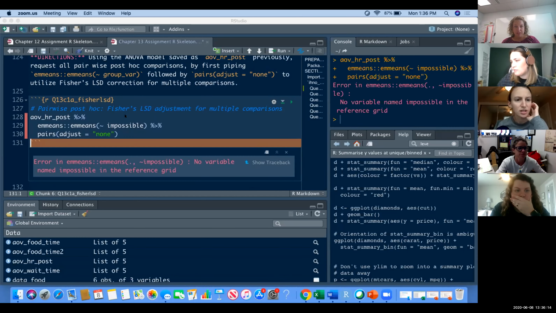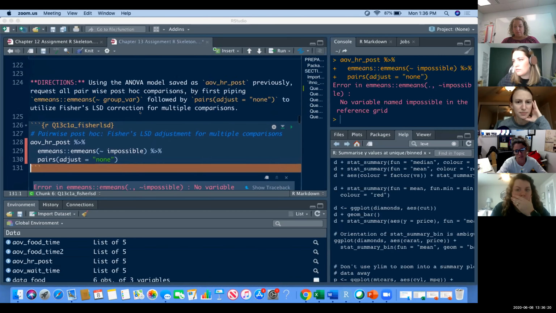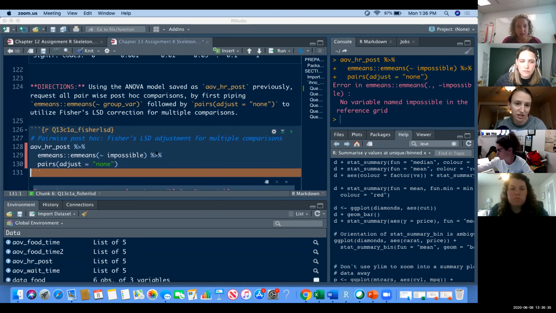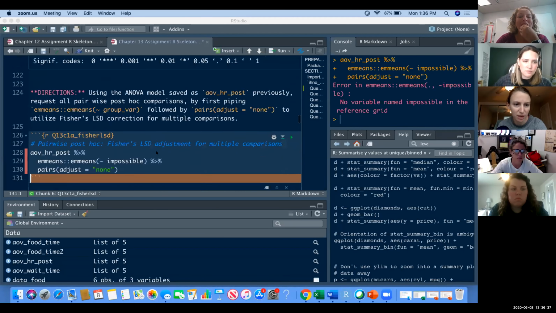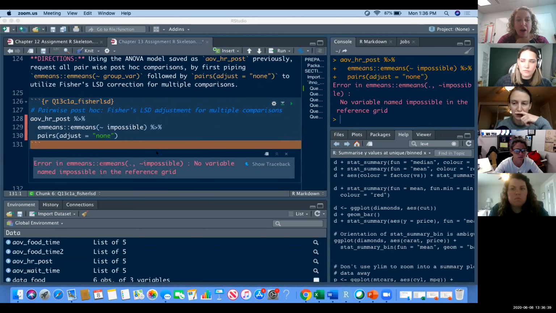So it says to use the code chunk from the tutorial before. Oh, the tutorials got deleted out of there, so that won't help you. But it's the same code chunk I just found up above. It's a little bit different. Instead of impossible, you have to put the name of the variable there.